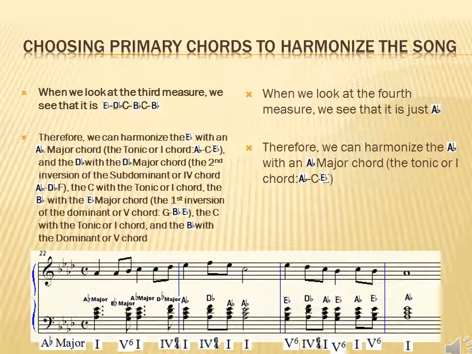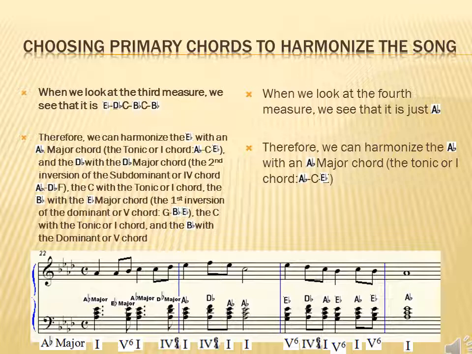4 chord, A flat, D flat, F, and the C with the tonic or 1 chord, the B flat with an E flat major chord, the first inversion of the dominant or 5 chord, G, B flat, E flat, and C with the tonic or 1 chord, and the B flat with the dominant or 5 chord.